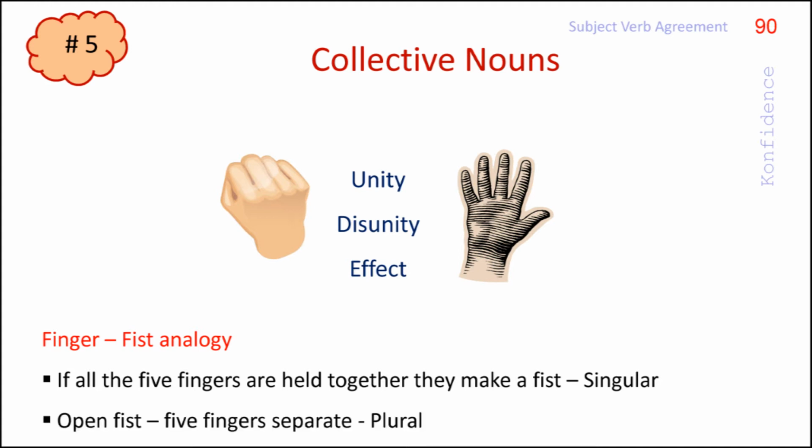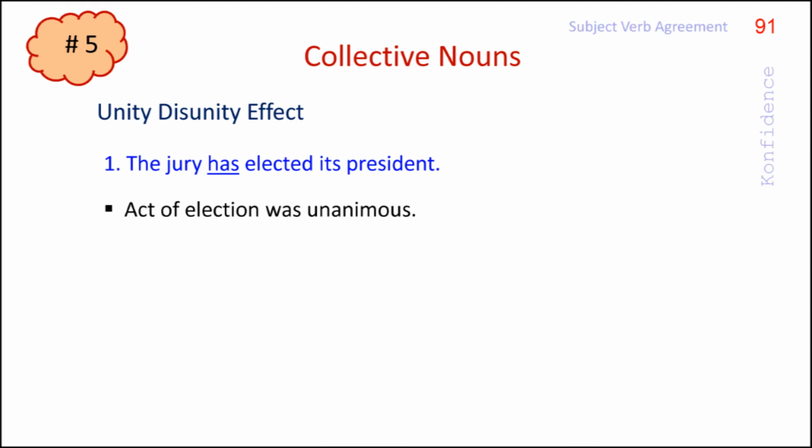But if we open the fist, all the 5 fingers point in different directions and then they should be treated as plural. Even though fingers are there in a fist, we won't see fingers separately. Fist shows a singularity. But when we open the fist, the fingers are visible and they show their separateness. So they express a plurality. Look at the examples given in the slide.